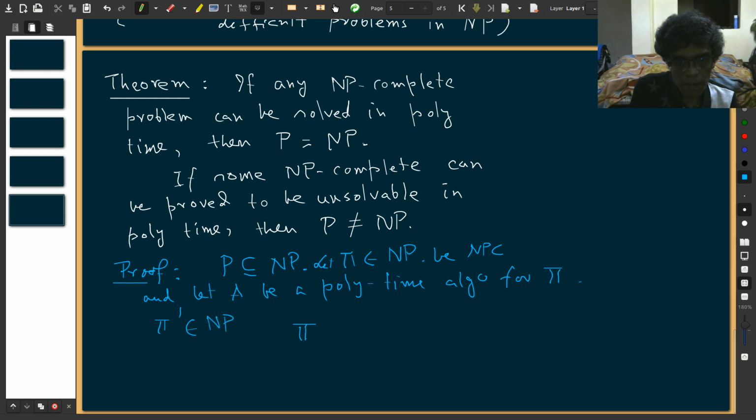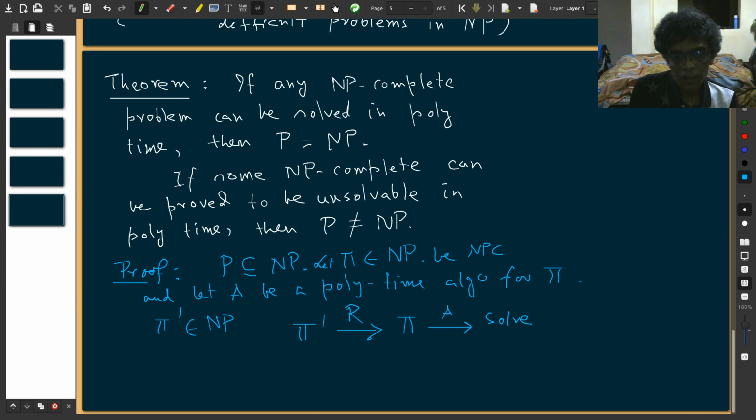So from pi prime to pi, I have a polytime reduction R. By definition of NP-completeness, this can be solved by that algorithm A. So R followed by A is a polynomial time algorithm for solving pi prime.